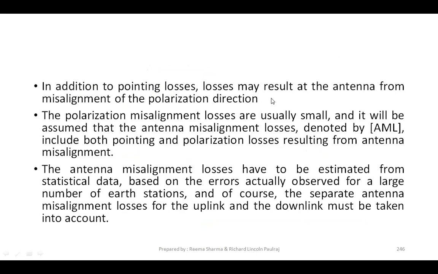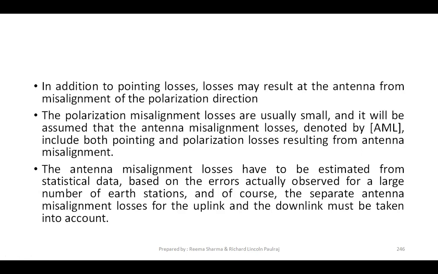In addition to pointing losses, losses may result at the antenna from misalignment of the polarization direction. As I told you, polarization should be the same. If we are using vertical polarization, the same should be used at the transmitter and receiver, or if it's horizontal, the same, or circular, the same kind of polarization is to be used at both the transmitter and receiver. The polarization misalignment losses are usually small, and it will be assumed that the antenna misalignment losses, denoted by AML, include both pointing and polarization losses resulting from antenna misalignment.